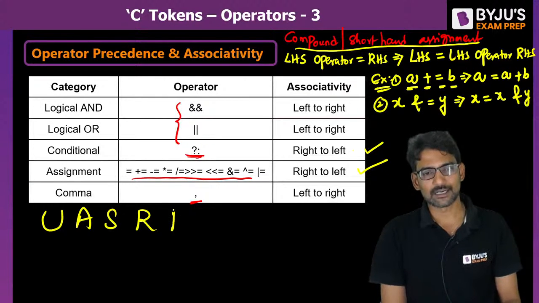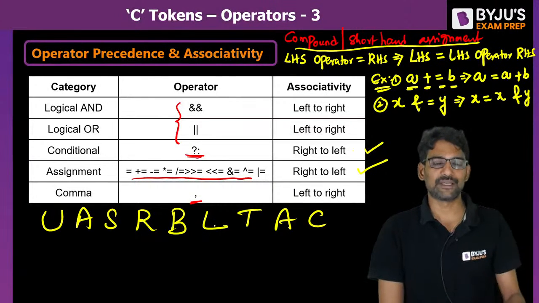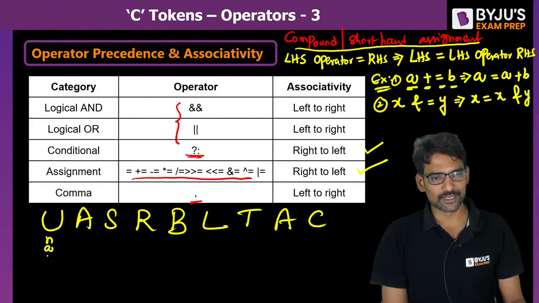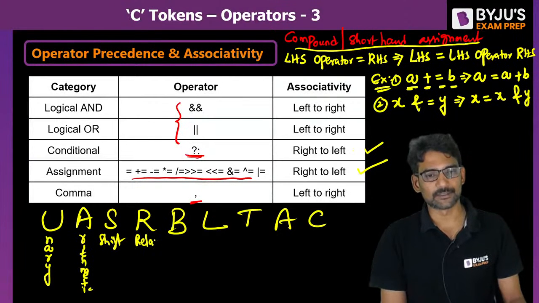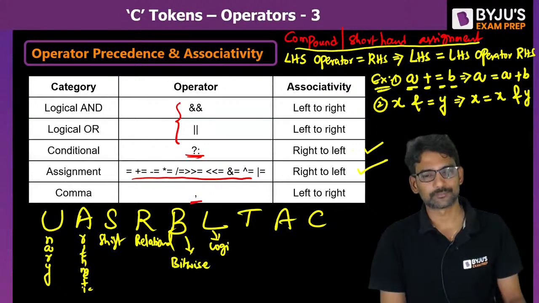UAS RBL TAC. UAS RBL TAC. Here U means unary. A means arithmetic. S means shift. R means relational. B means bitwise. L stands for logical. T stands for ternary. A for assignment. And C for comma.